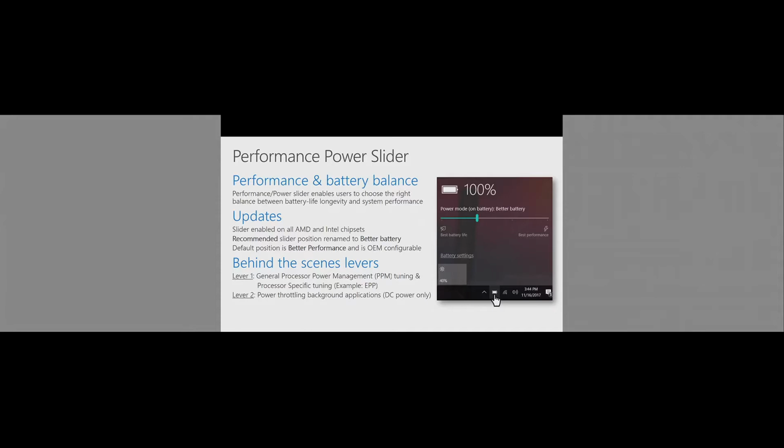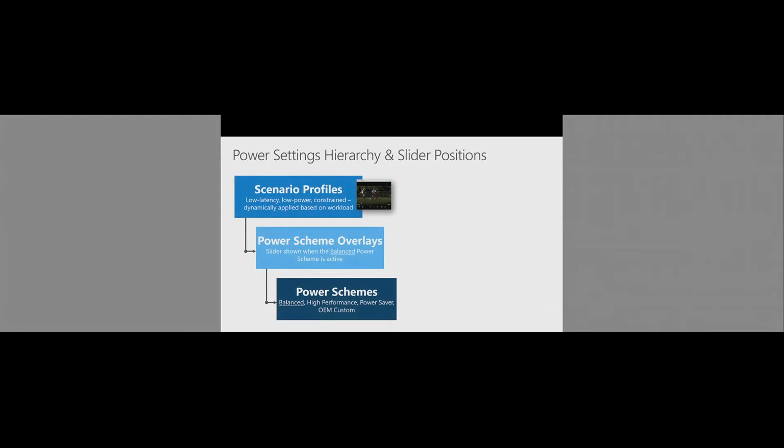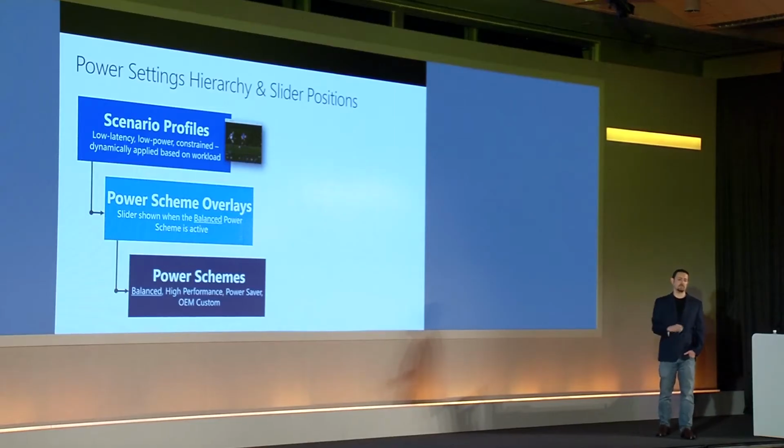So before we dive into the details of each slider position and each lever, let's look at the power settings hierarchy that we've known for many years. At the bottom of the hierarchy, we have the traditional power schemes that you've seen before. These define power, performance, and other functional settings, such as the timeout for disk or display. When the balanced power scheme or any scheme derived from balanced is selected, the power scheme overlays take effect and the slider appears.